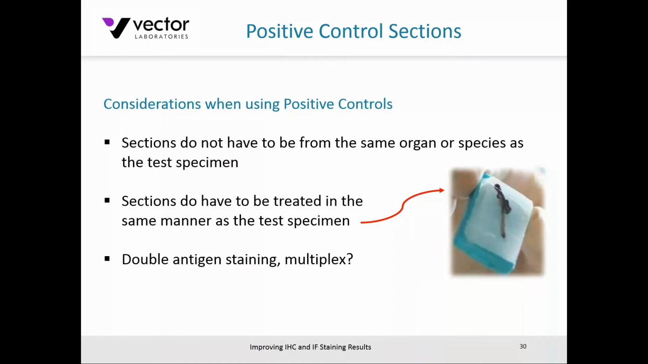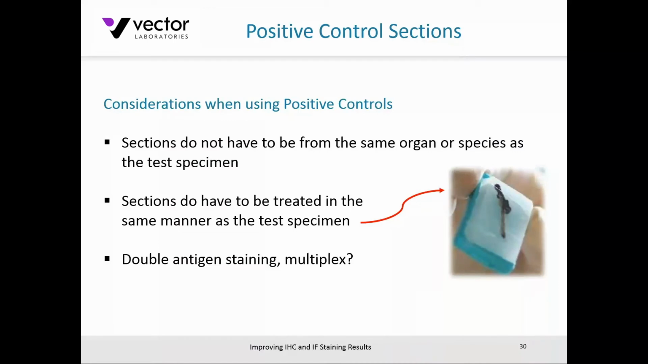Where did I go wrong? Did it work on my positive control? And then you can showcase it running in parallel with your test or your unknown specimen, and verify whether or not the staining is accurate, or whether there was an omission possibly in your workflow.